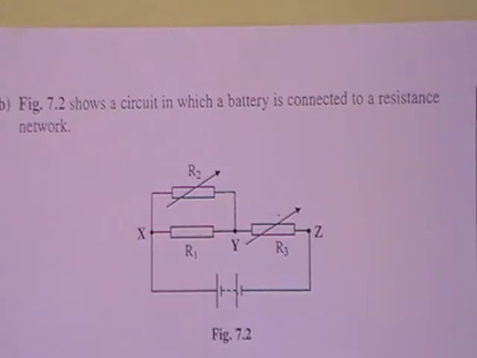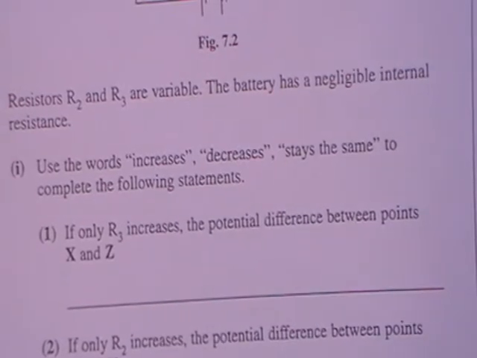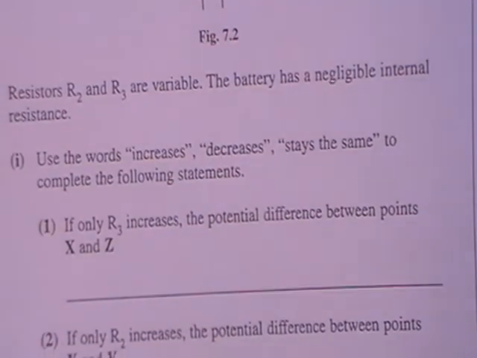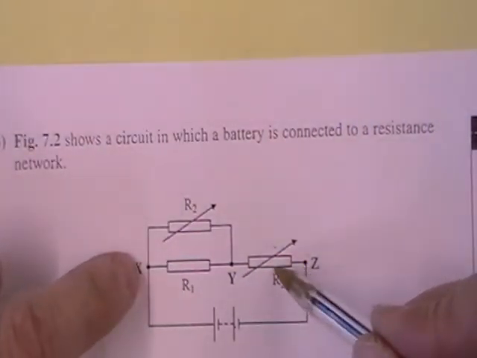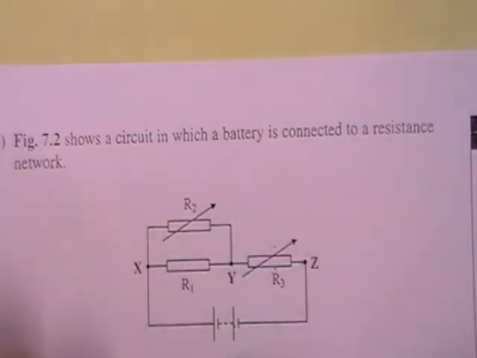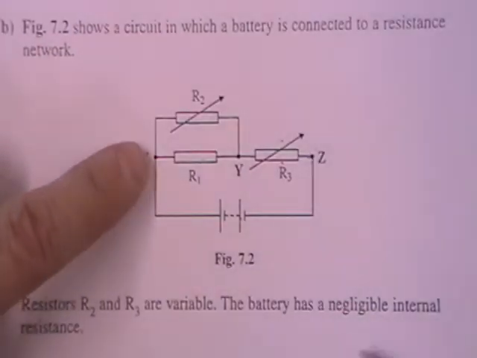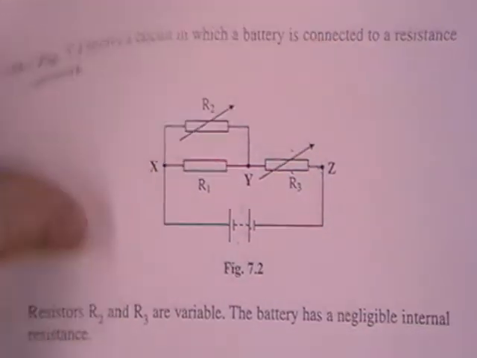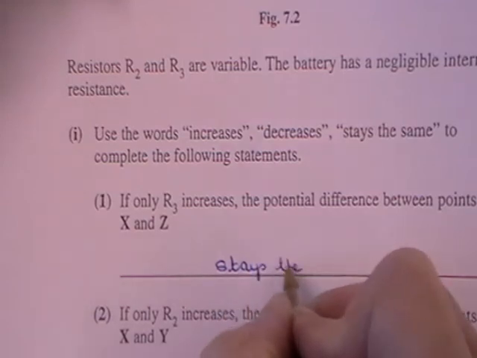Use the words increases, decreases, stays the same to complete the following statement. So statement 1, if only R3 increases, the potential difference between the points X and Y. So we have to say what happens to it. So between X and Y, if R3 is the only one that increases, it doesn't matter what you have in here. Whatever you have across the battery is what should be across X and Y, and therefore it's not going to change, so it's going to stay the same. So our first answer for part 1, potential difference is going to stay the same.